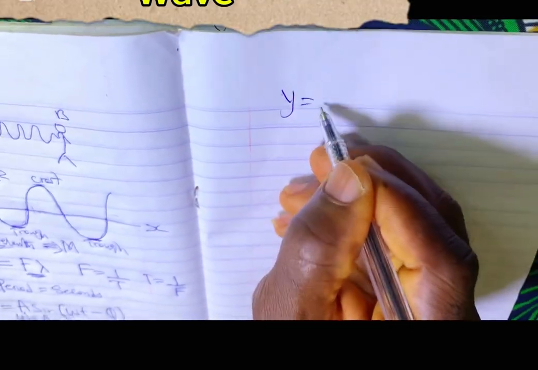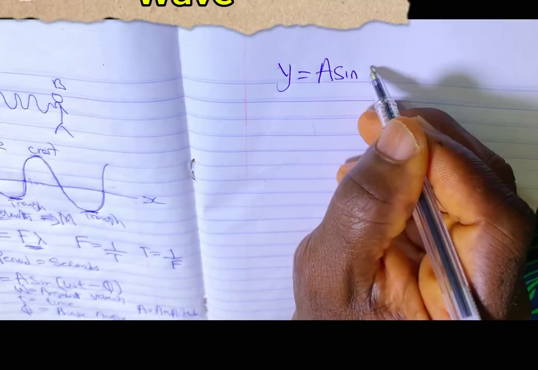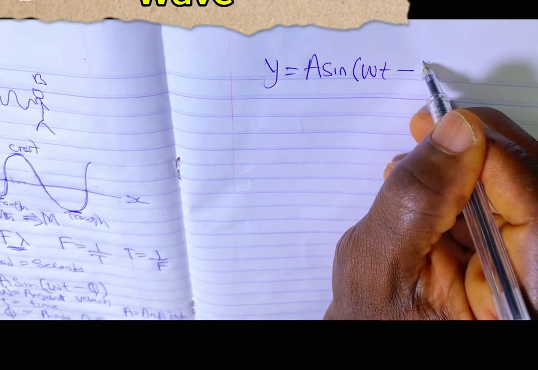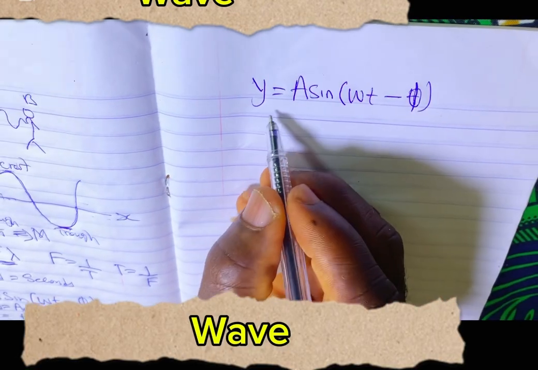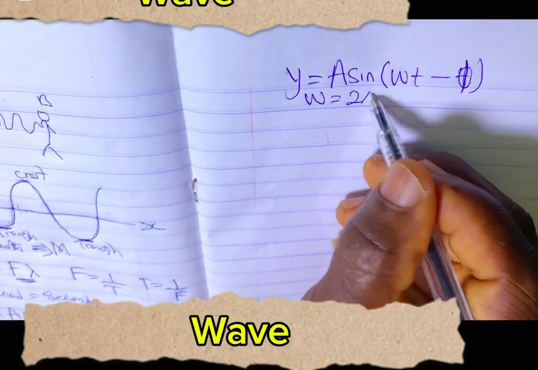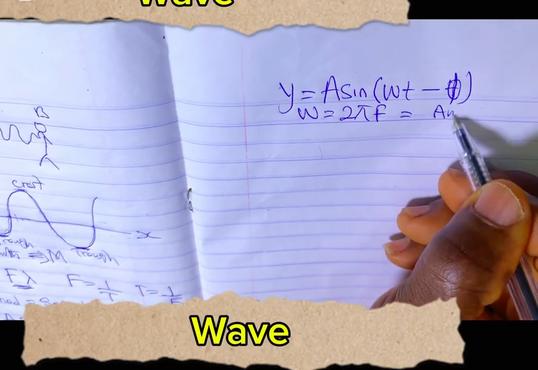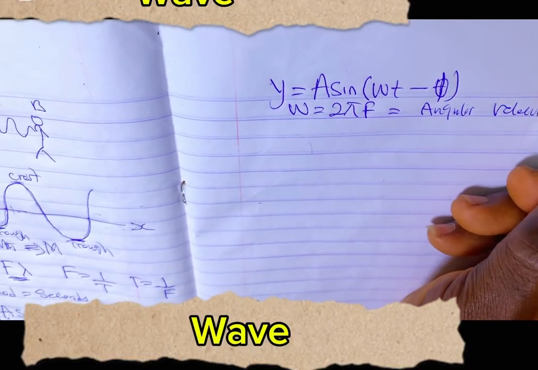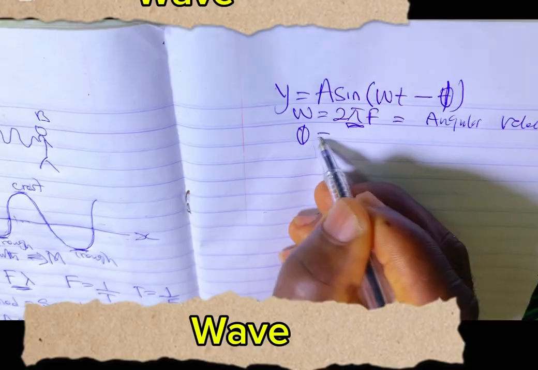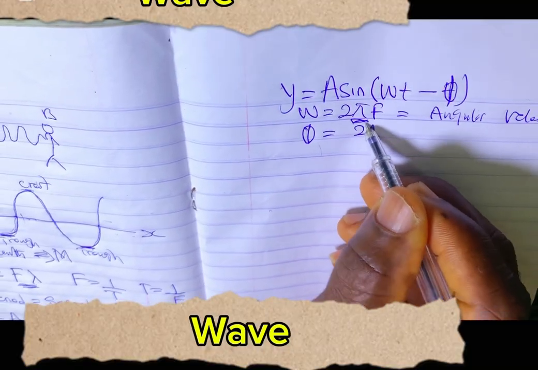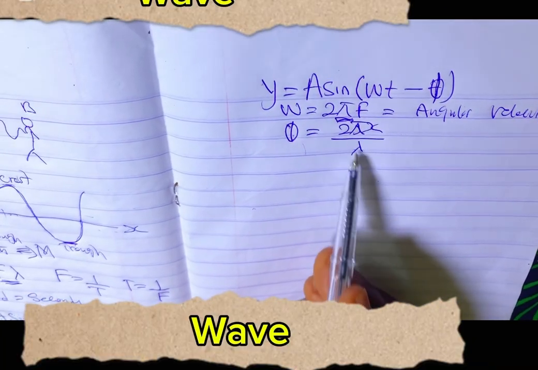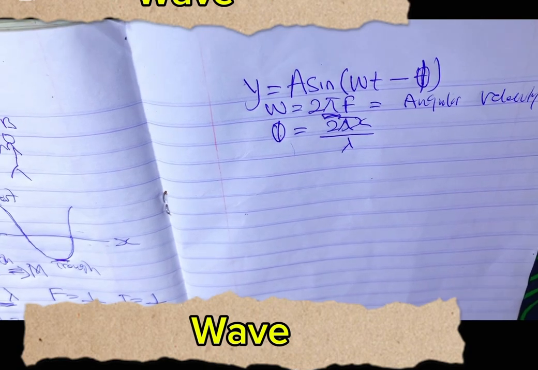Using this equation, now we are going to derive so many equations that we can use to calculate wave motion. Now let's start. Remember, w, according to simple harmonic motion, is equal to 2 pi f. This w, which is the angular velocity, is represented as 2 pi f. While your phase angle is 2 pi x over lambda. So this phase angle is usually where I can find or locate my wavelength, which is my lambda.